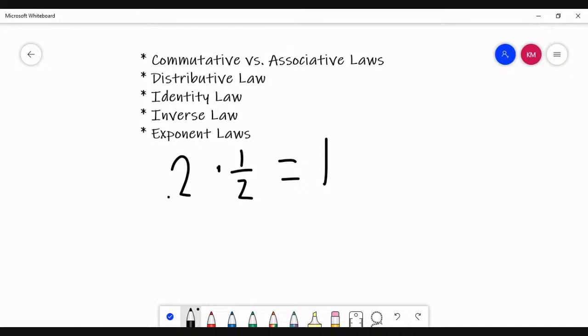Why? Because when you multiply 2 times 1/2, you first, of course, will put it over 1, because a whole number over 1 makes it the whole number. So 2 times 1 gives me 2. 1 times 2 still gives me 2. 2/2 is considered a whole, and a whole always equals 1.